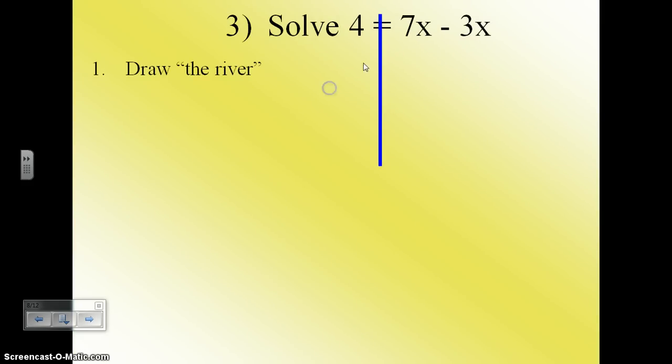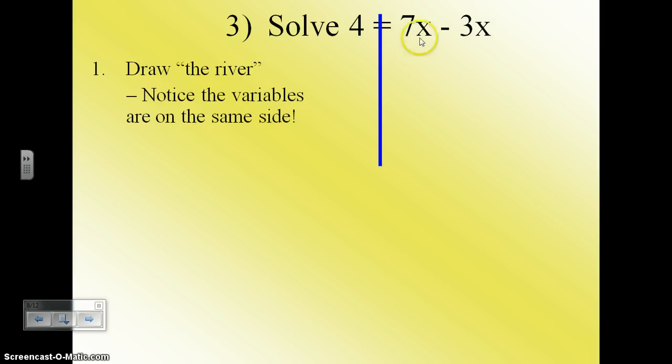Now, if you notice, I'm going to draw my river. But now if you look over here, you notice that the x's are on the same side. So my variables are on the same side. So all I'm going to do is combine my like terms. Since they are on the same side, you're not going to do the opposite. So you have 7x minus 3x, which is going to give you 4x.